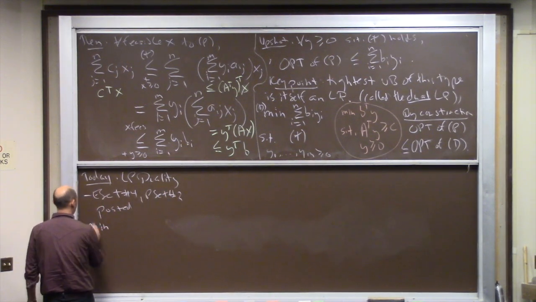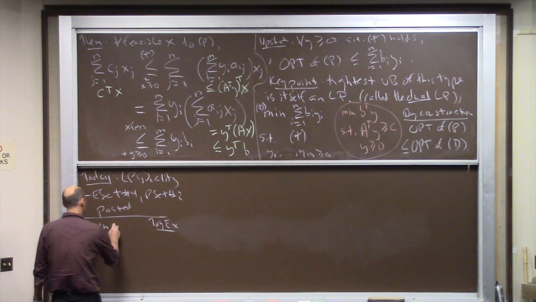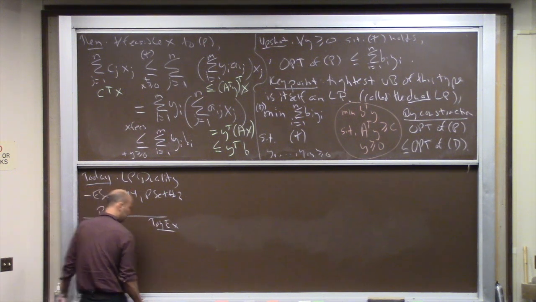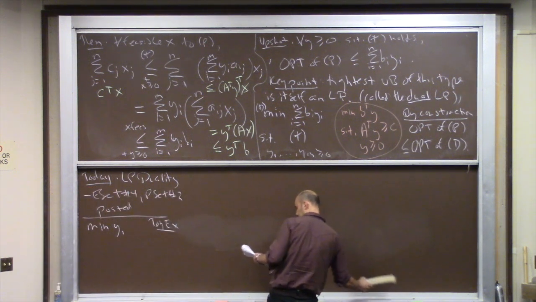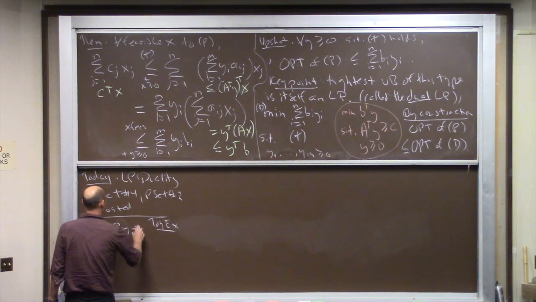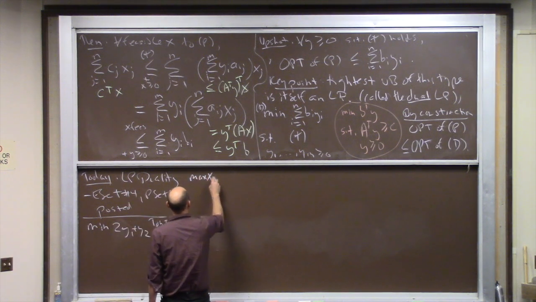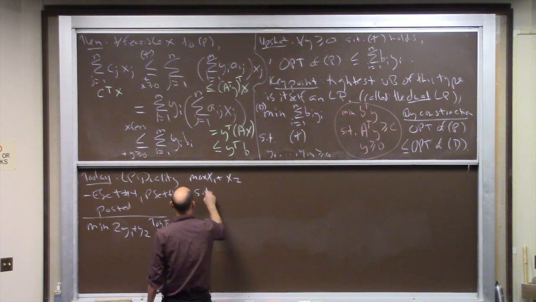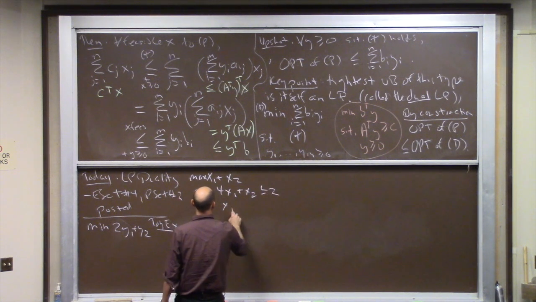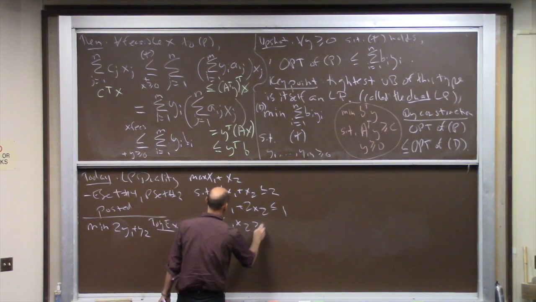So just as a sanity check for our toy example, the dual is going to be minimize 2y1 plus y2. I guess I erased the original one. So the original one was max x1 plus x2, subject to 4x1 plus x2 at most 2, x1 plus 2x2 at most 1, x1, x2 non-negative.